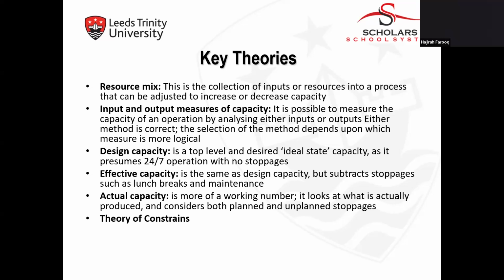Then another theory that is very important is the design capacity, which is the top level and desired ideal state capacity, as it presumes 24/7 operations with no stoppages. Then effective capacity, which is the same as design capacity, but it subtracts all the stoppages such as lunch breaks and maintenance. Then actual capacity, which is more of a working number. It looks at what is actually produced and considers both planned and unplanned stoppages. And then lastly, the theory of constraints.